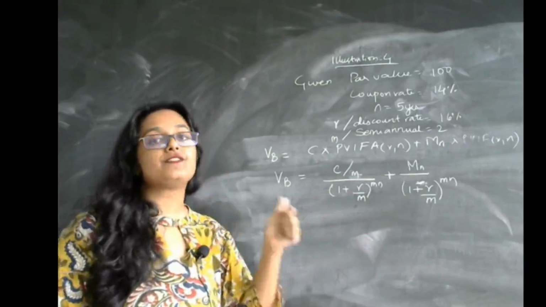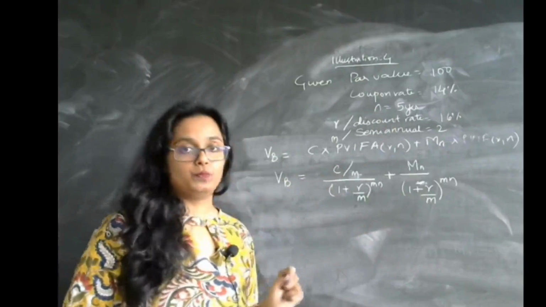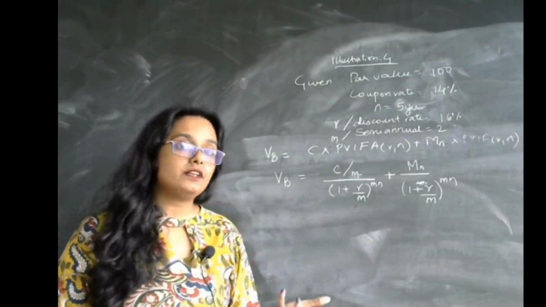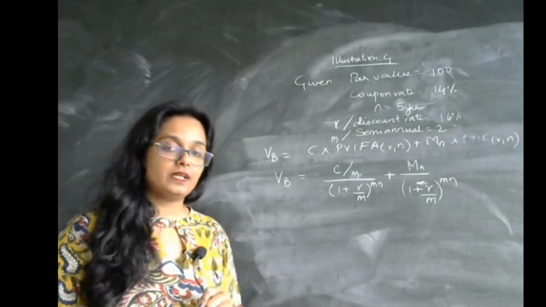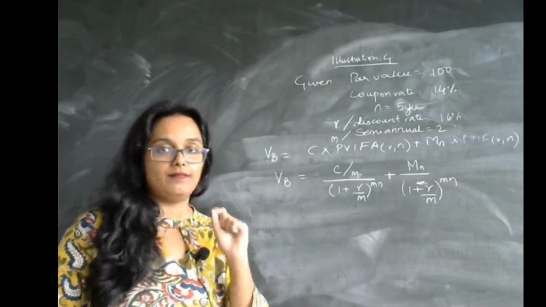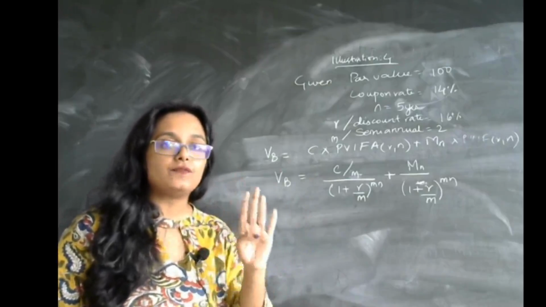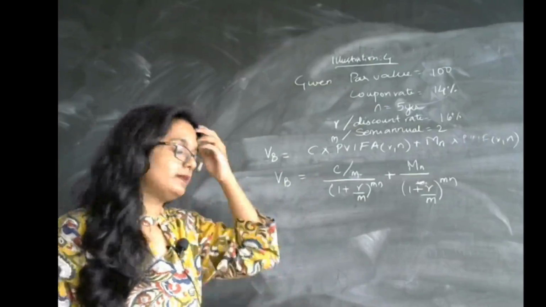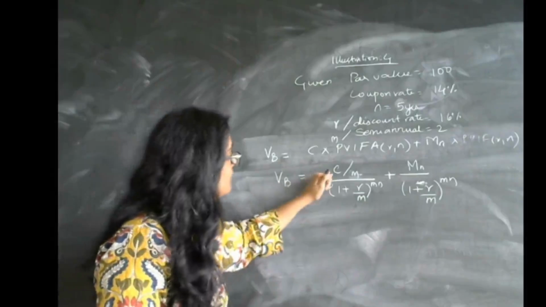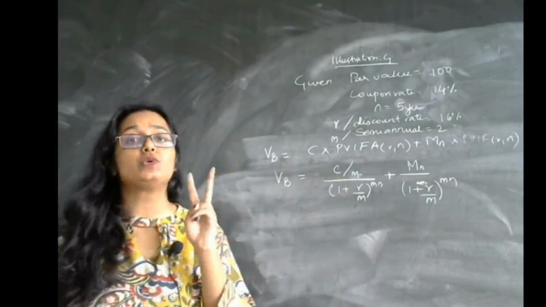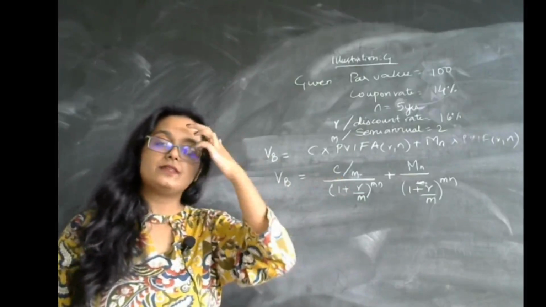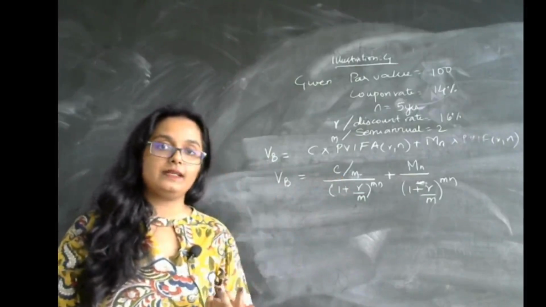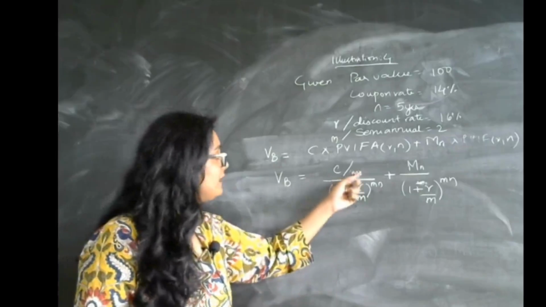M in case of semi-annual is 2, right? In case of yearly daily it is 365. In case of monthly it is 12. In case of quarterly it is 4. So please remember that. Why are we dividing C by M? Because the coupon or the interest is paid how many times? Twice in a year, right? So that is the reason why we are dividing it with M.